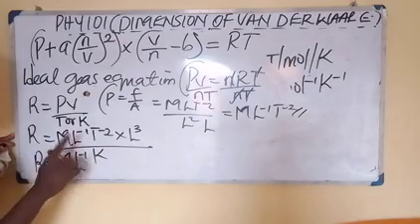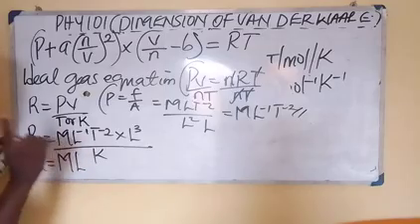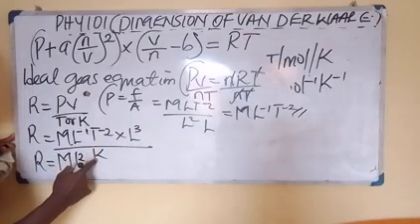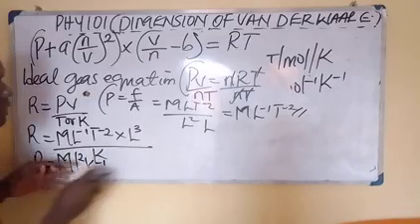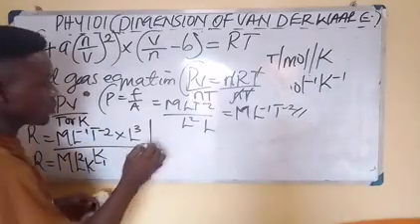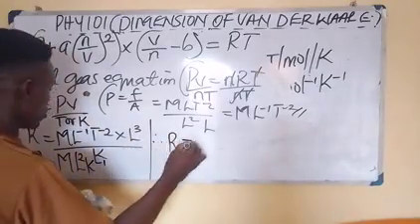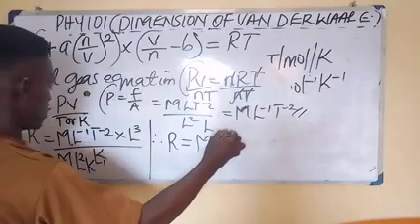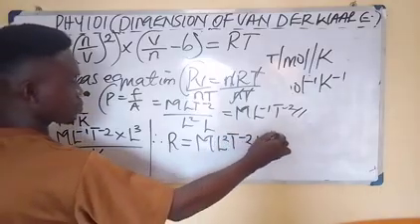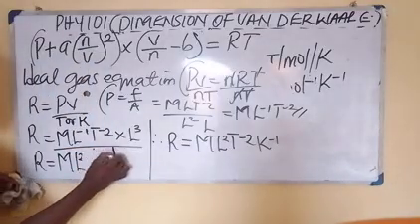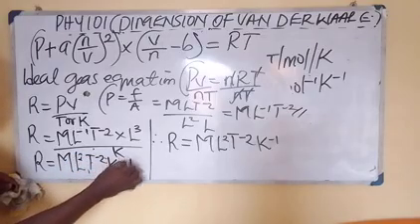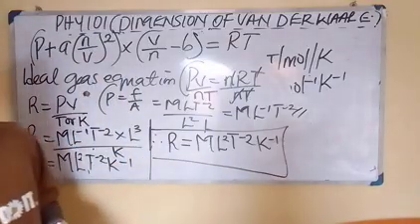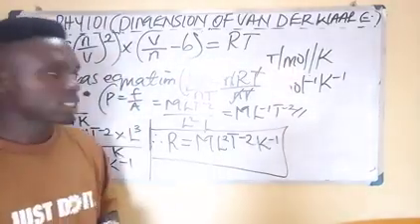So minus 1 plus 3, I have 2. Then the K goes to the denominator and becomes K minus 1. Therefore, R is equal to M L squared T minus 2, then K minus 1. So this is the dimension of the gas constant: M L squared T minus 2 K minus 1. That is how it is.